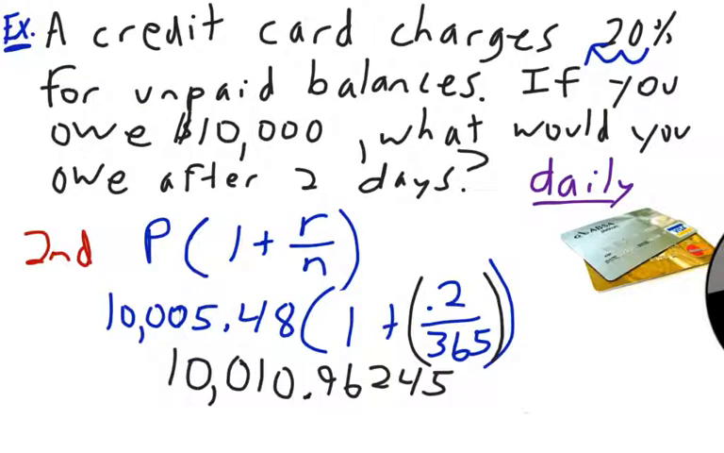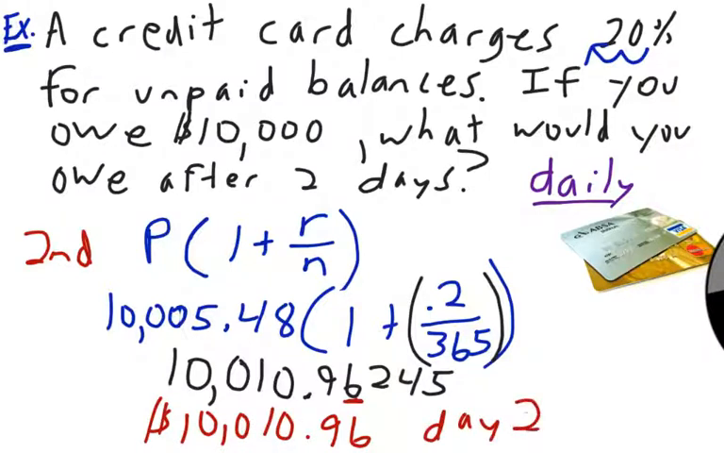All right, I got 10,010.96245, and we're going to round that to the nearest hundredth, so the 2 is going to keep that as 6. So it would be 10,010.96. And that's after day 2. We just answered our question. So after the second day, that would be our amount.